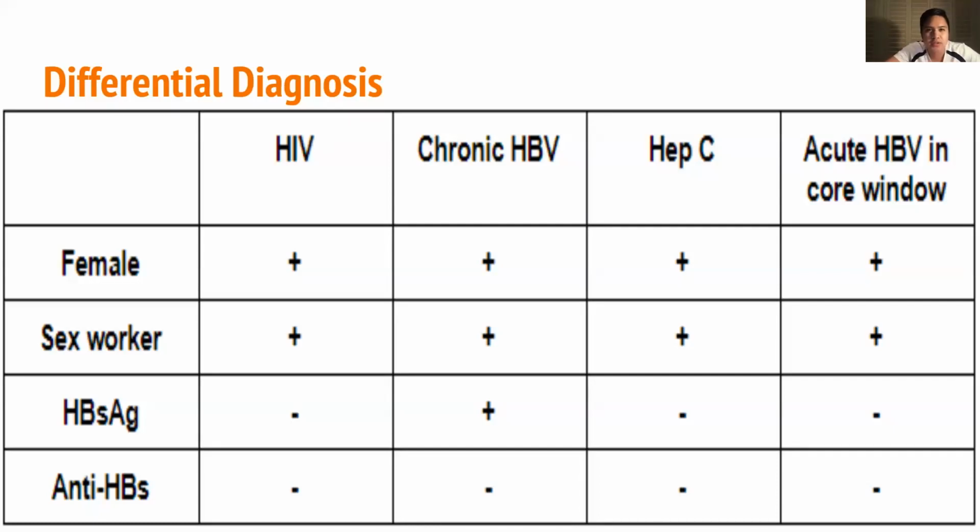For the other ones, HIV, chronic HBV, and Hep C, those could be possibilities because she is a sex worker with many partners, presumably. So, yeah, that's all. And we can rule out chronic HBV in that case, since you would need a positive HBsAg.